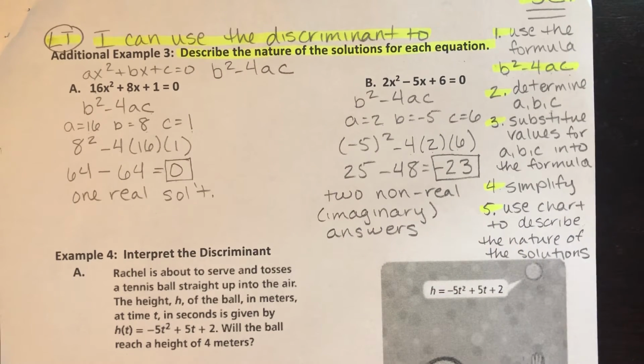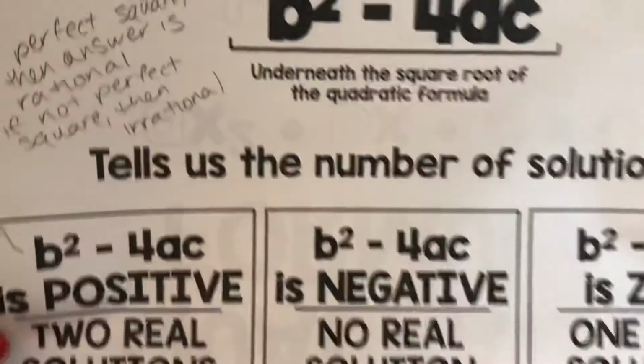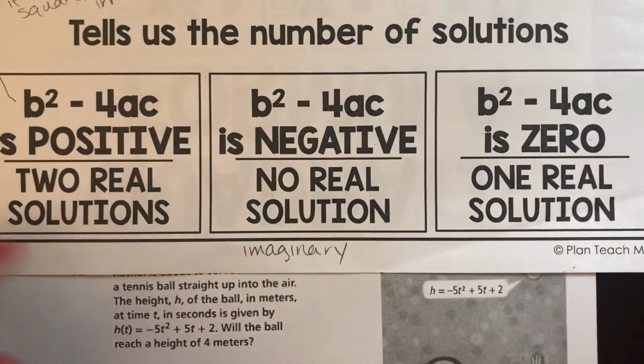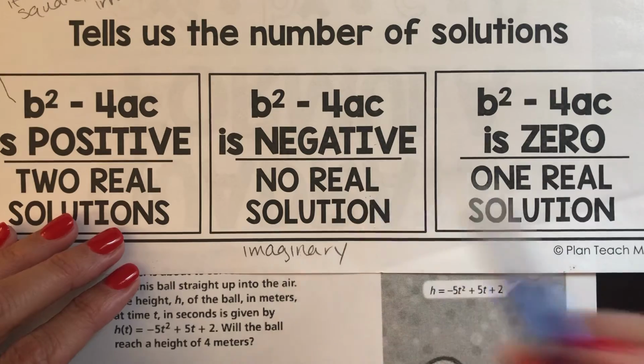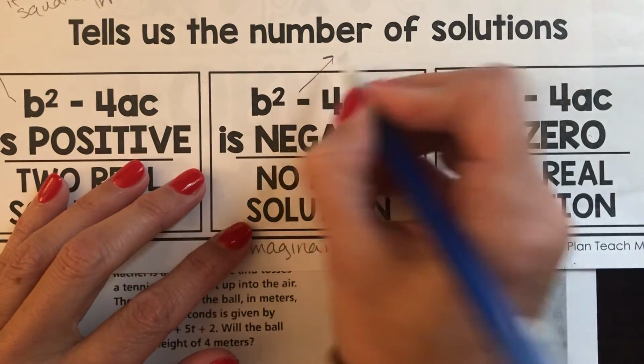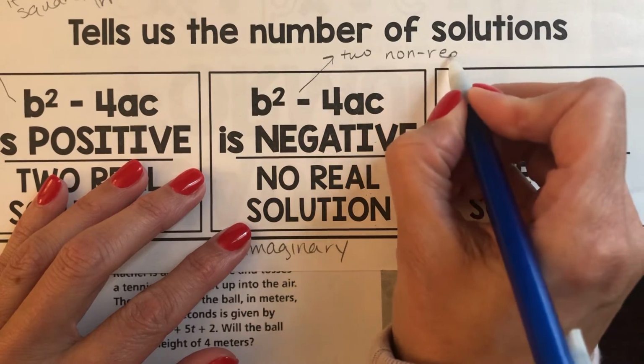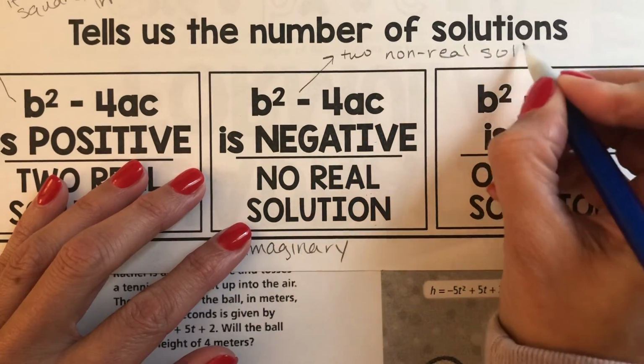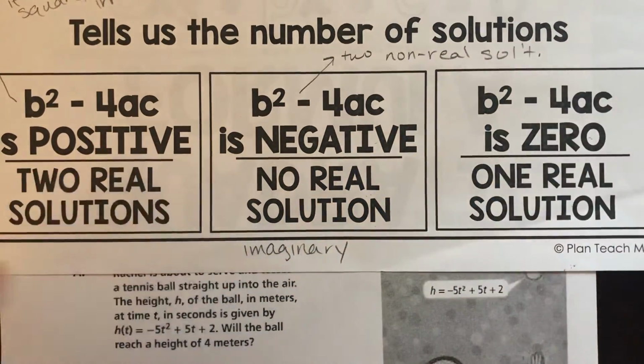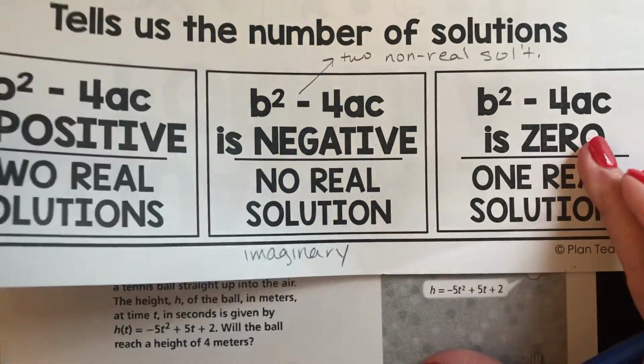All right, so let's look at our chart one more time. Let's add something here. Instead of saying no real solution, let's write 2 non-real, a little more specific, solutions. Okay. All right, so that concludes the lesson.